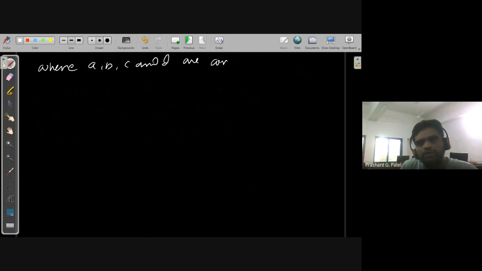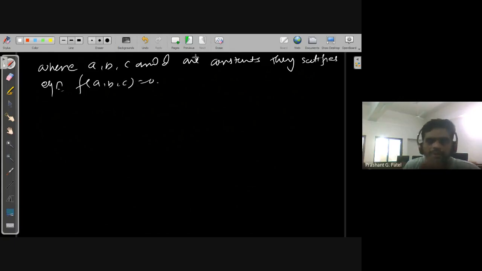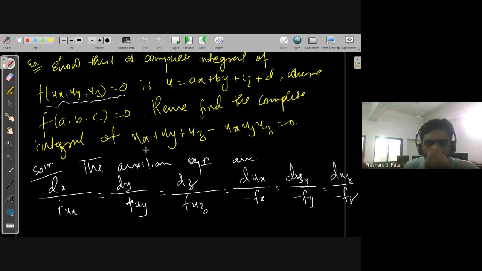So I should write where a, b, c and d are constants and they satisfy the equation f of a, b, c equal to 0. And this completes the solution for this problem.